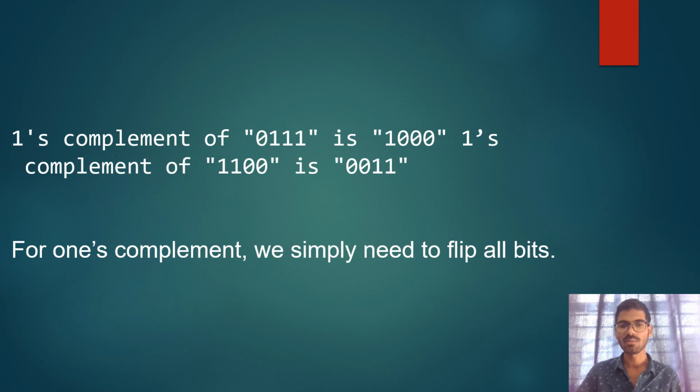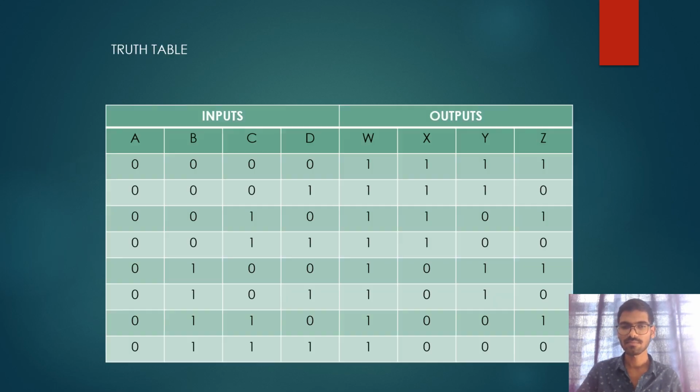Let us learn some more examples. One's complement of 0111 is 1000, and one's complement of 1100 is 0011. That is what we have done here. We have flipped each bit. For example, if I take input as 0111 and pass it through a NOT gate, what will I get? 0 becomes 1 and all these three ones become zeros. So I get 1000, which is what I required for one's complement. The output of the NOT gate represents the one's complement. We need to simply flip all the bits. That is what we have done here.